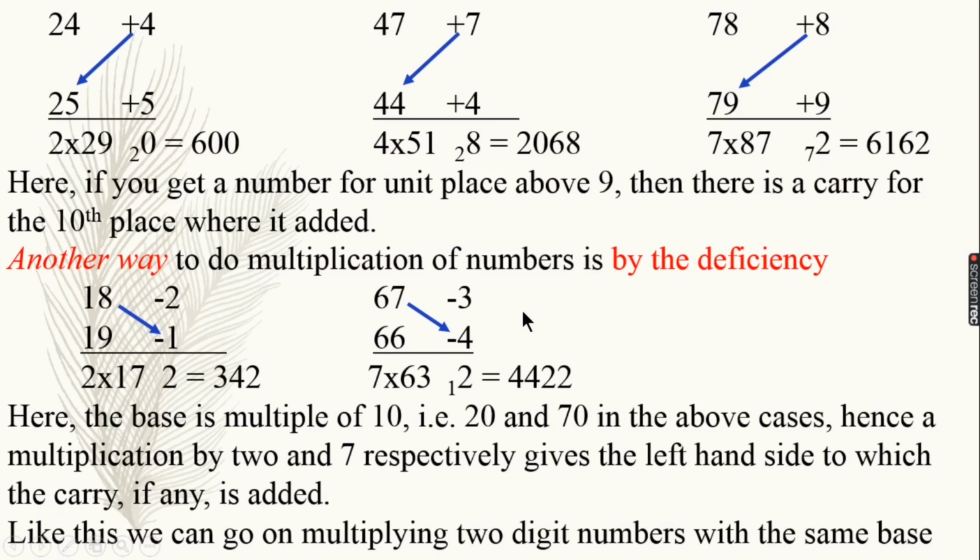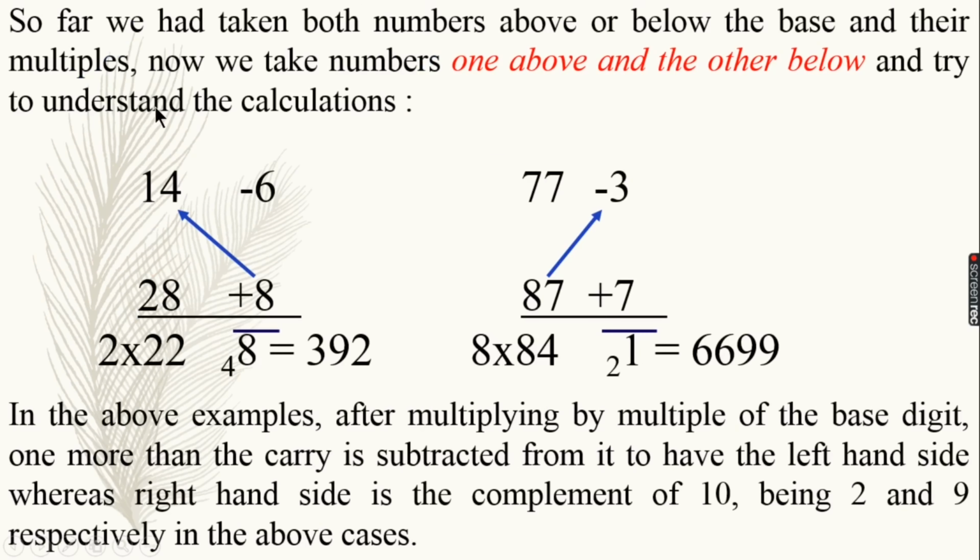So this way, when you are having numbers both above a base or below a base, then simply it's easier to add these carries and get the answer. Now we take up two numbers, one below a base and other above a base. For example, we want to multiply 14 with 28. So 14 is deficient by 6 from 20 and 28 is 8 above 20.